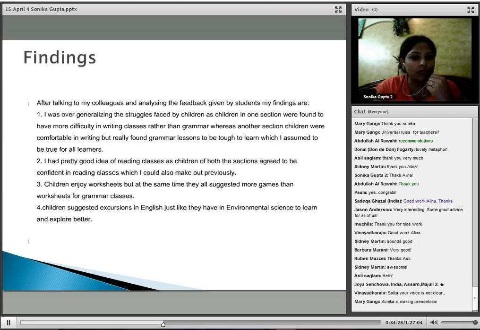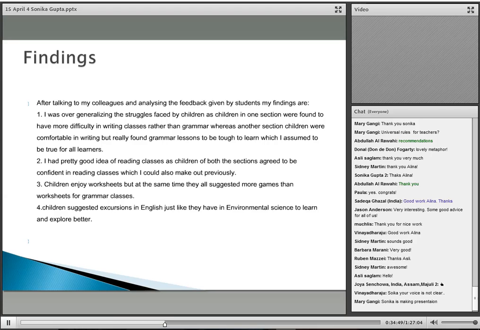At the same time, as a teacher, I had a pretty good idea about reading classes, because all the children shared that reading was really interesting to engage with, and as a skill, reading for comprehension, all the children were comfortable in that. Very few children shared that it was very difficult for them. Otherwise, all of them were pretty interested in that, and they were quite confident about comprehension also. So I felt really good about this.